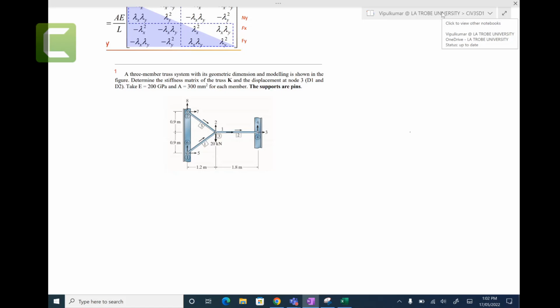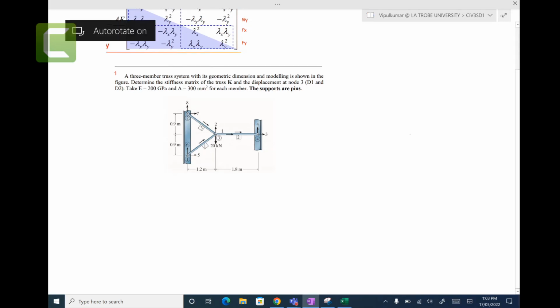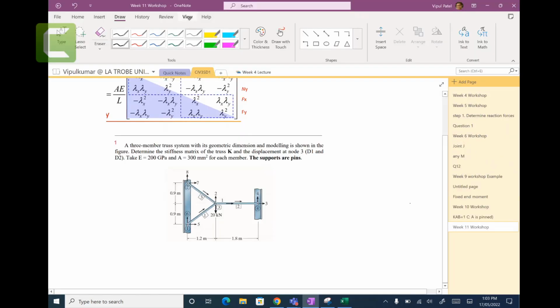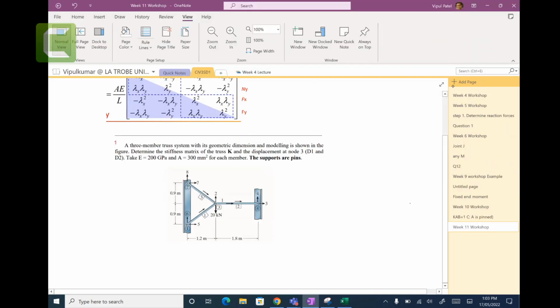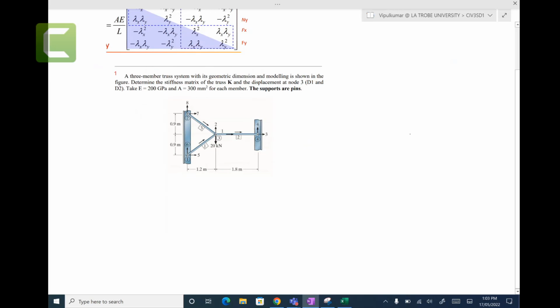So let's start on these examples. What is this example here? Let me check if I have a view of 100. That's all good. A 3-member truss. You can see member 1, the rectangle is numbering member 1. Yesterday we discussed all this numbering, all these arrows, degrees of freedom and so on. Its geometry, dimensions and modeling are shown in the figure.